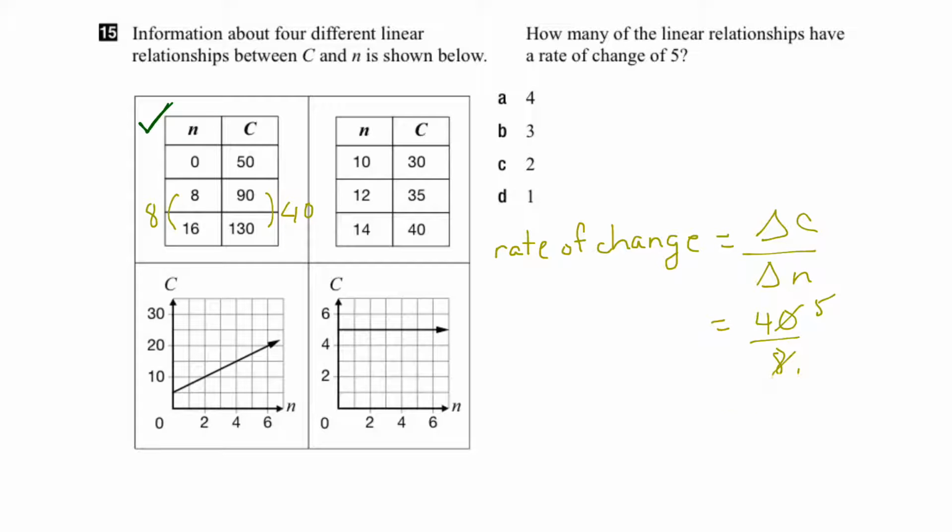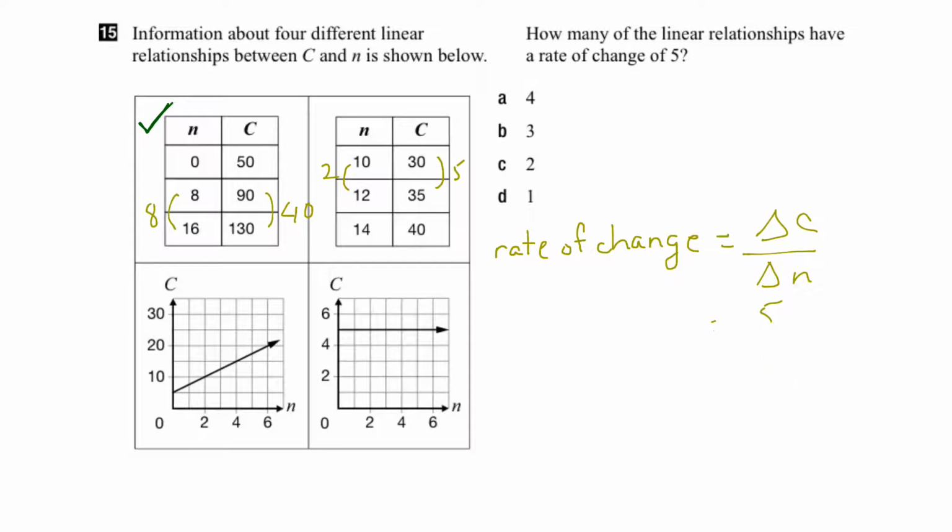Okay, let's try the next ordered pair table. So here we'll look at the change in C, and this would be 35 minus 30 or 5. And for the change in N, we'd get 12 minus 10 or 2, which would give us a rate of change of 2.5, which is not what we're looking for. We're looking for a rate of change of 5.